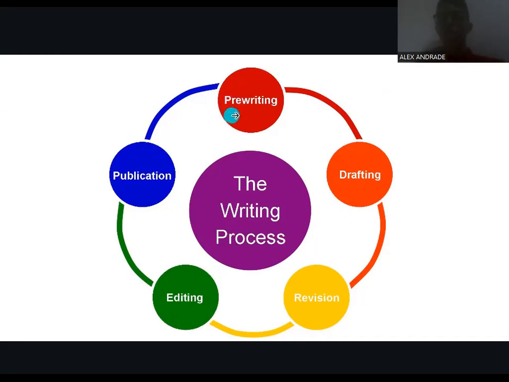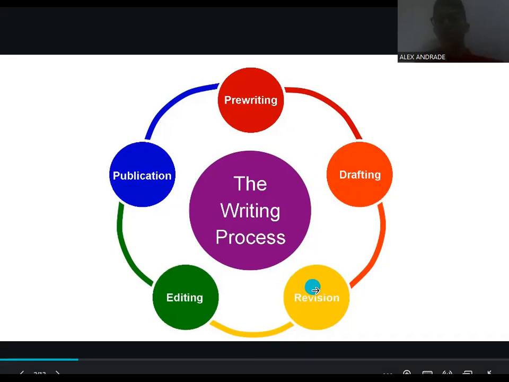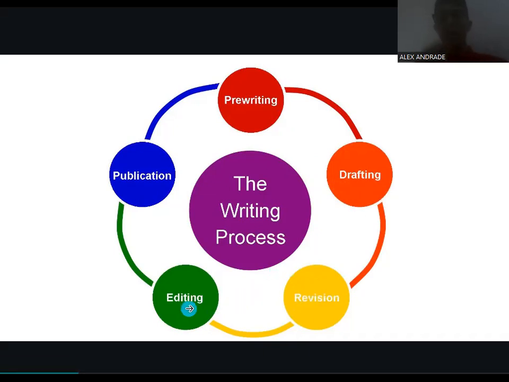We have pre-writing, that is like planning. We have drafting, draft, like preparing un borrador. Revision, that's something that we really need to do. Editing, that is something that happens after revision. And publication. Okay, this is the main process that every writer follows in order to achieve a really well structured text.